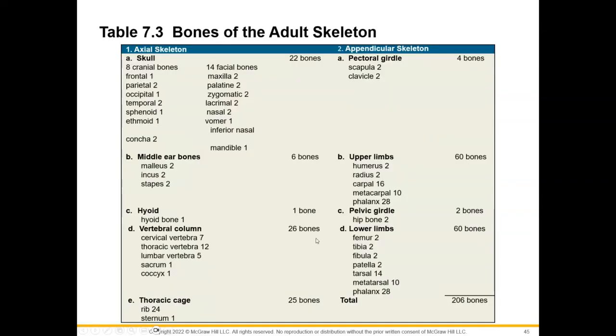Okay, table 7.3 goes through all the bones of the adult skeleton, and we're going to be going through each of these in these subsequent slides. When we talk about the axial skeleton, again, we're talking about all the bones down the center. So it includes the skull, the middle ear bones, the hyoid, the vertebral column, and the thoracic cage. The appendicular skeleton involves the pectoral girdle, so the scapula and clavicles, and then the upper limbs, the pelvic girdle, and the lower limbs. And again, as you can see, you have 206 total bones.